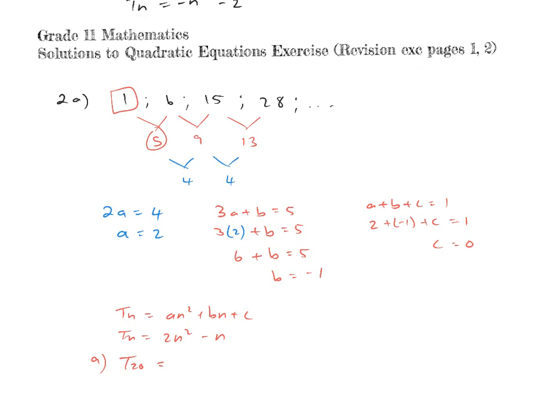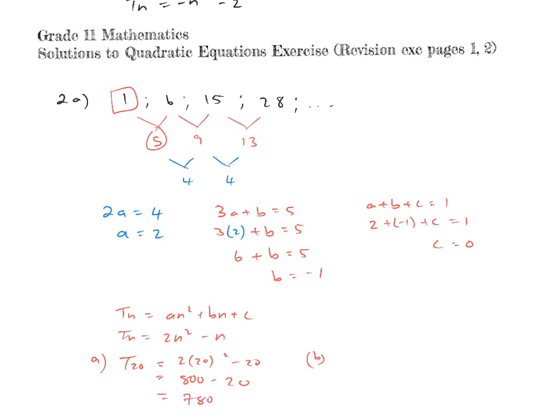Okay, so if I chuck now 20 into n, so 2 times 20 squared minus 20. Oh goodness, that square is a bit social distancing there. So then that is 800 minus 20, and that is equal to 780.